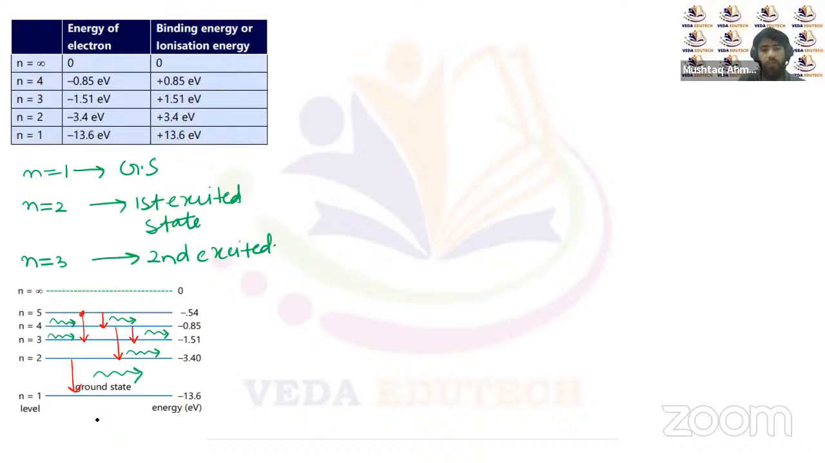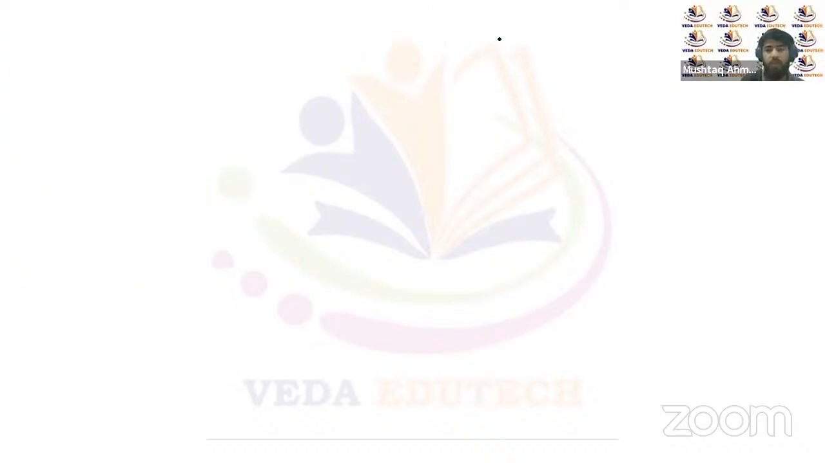Now, an electron can make a transition from any higher excited state to a lower excited state. We know that corresponding to every transition, the wavelength emitted will be given by this equation: 1 upon lambda equals R times (1 upon n1 square minus 1 upon n2 square).